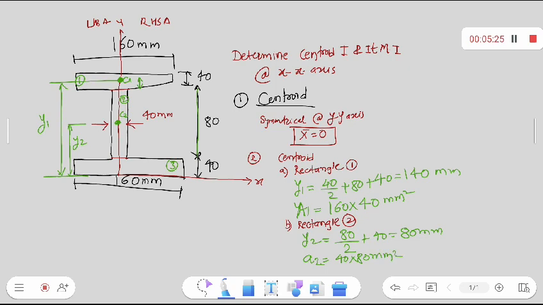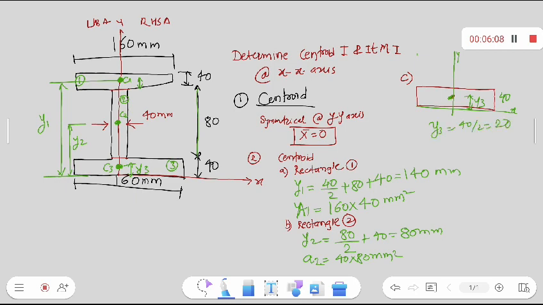Next, we are talking about rectangle 3. This is rectangle 3. Mark the center of rectangle 3. This is the y-axis, this is the x-axis. So from this to this is y3. See, this distance is y3. So what is y3? It is 40 by 2.